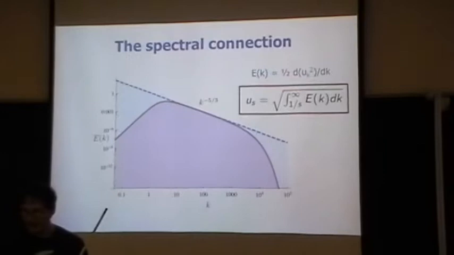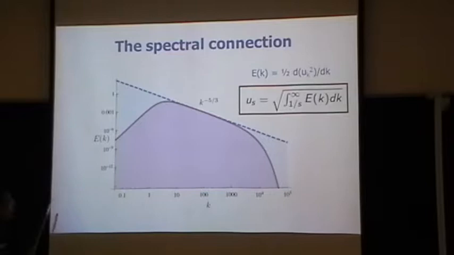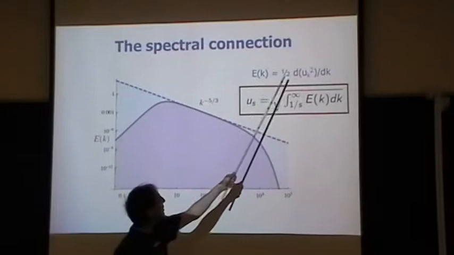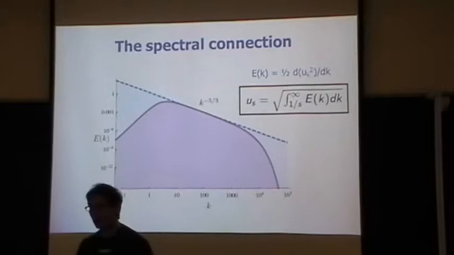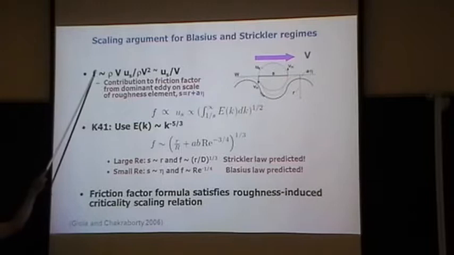And then what they did was they said, if I want to know the characteristic velocity at any given scale, let's call the scale S, then I can get that from the energy spectrum. Because the energy spectrum is the rate of change of kinetic energy per unit wave number range. So I can integrate that up to get the characteristic velocity as the square root of the integral of the energy spectrum, up to that scale. So now you can put those two things together, and you can say that the friction factor should be the following. It's a stress.